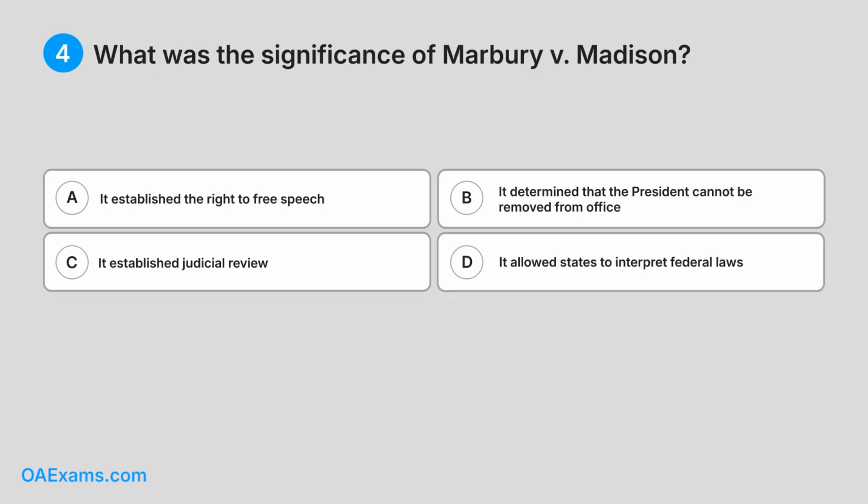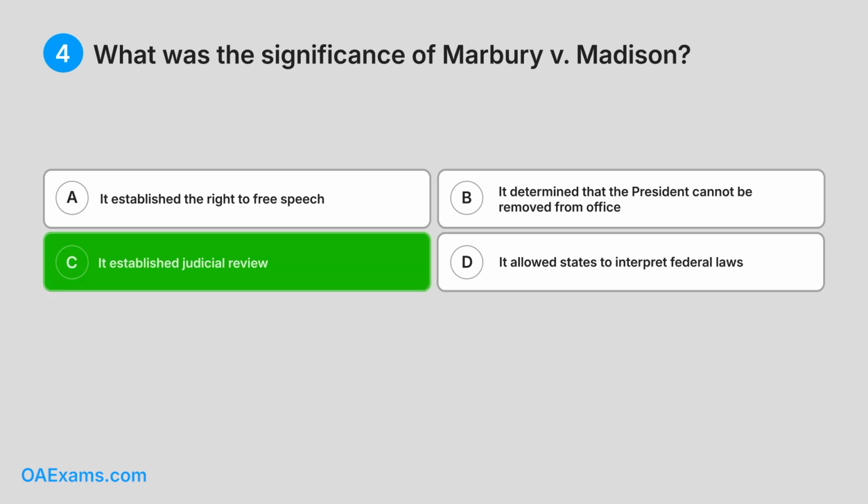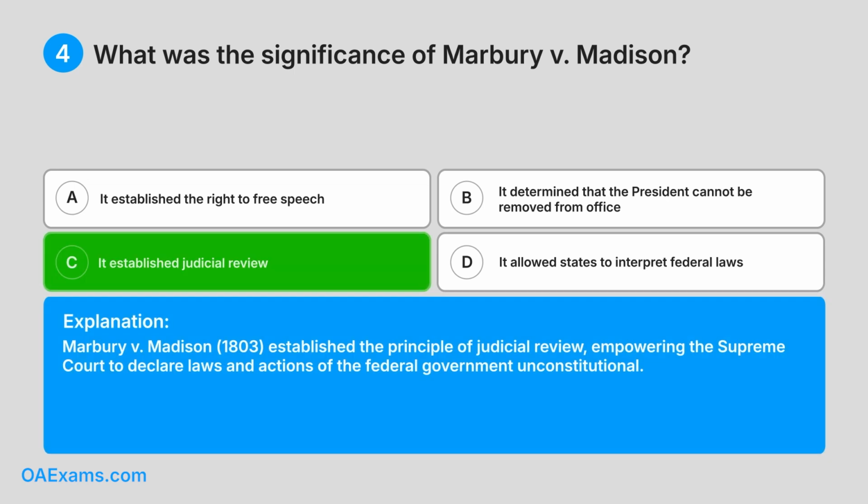4. What was the significance of Marbury versus Madison? A. It established the right to free speech. B. It determined that the president cannot be removed from office. C. It established judicial review. D. It allowed states to interpret federal laws. What do you think is the answer? Correct answer: C. It established judicial review. Explanation: Marbury v. Madison, 1803, established the principle of judicial review, empowering the Supreme Court to declare laws and actions of the federal government unconstitutional.